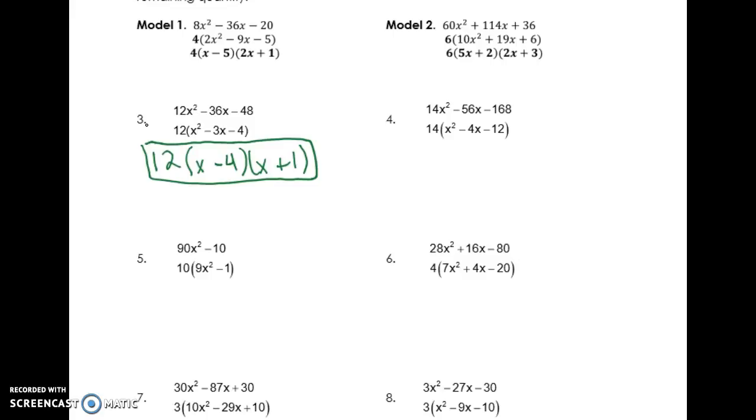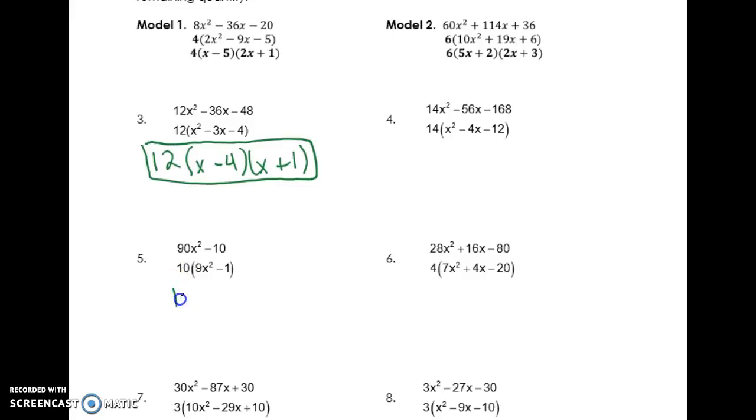So let's look at number 6, or actually let's look at 5. I think that's a unique one, kind of a cool special case. So again, a 90x squared minus 10, our greatest common factor is 10. So when we factor that out, we're left with 9x squared minus 1. So our next step is going to be to factor 9x squared minus 1.